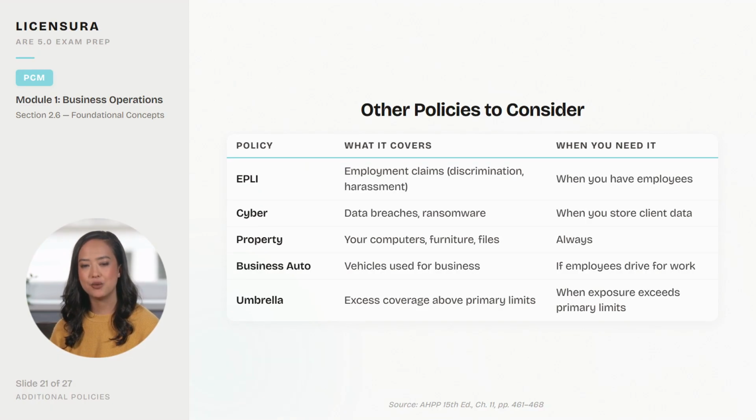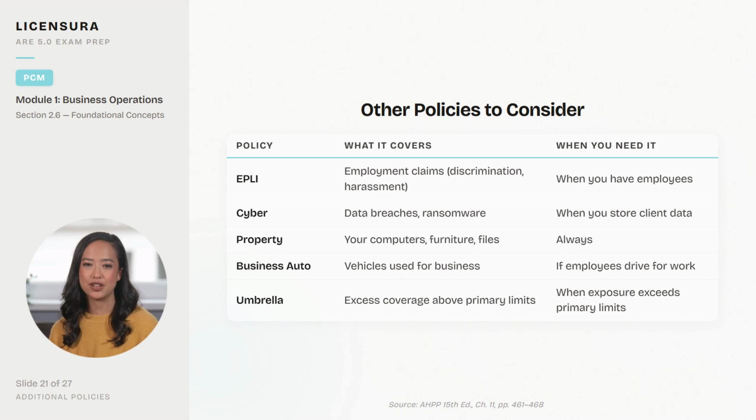There are other policies worth knowing about too. Employment practices liability insurance handles discrimination and wrongful termination claims. Cyber insurance covers data breaches. And yes, architecture firms hold sensitive client data. Property insurance protects your equipment and office contents. Business auto covers firm vehicles, and umbrella policies provide excess coverage over your other policies. But the big 3, professional liability, general liability, and workers' comp, those are the ones you absolutely must have.